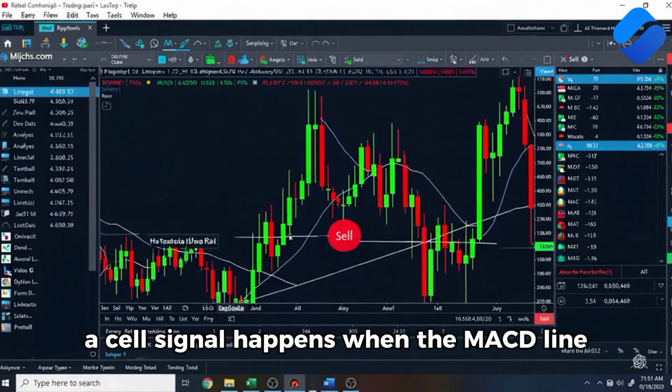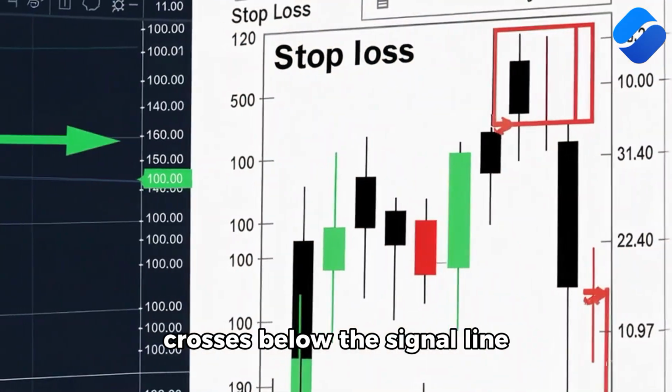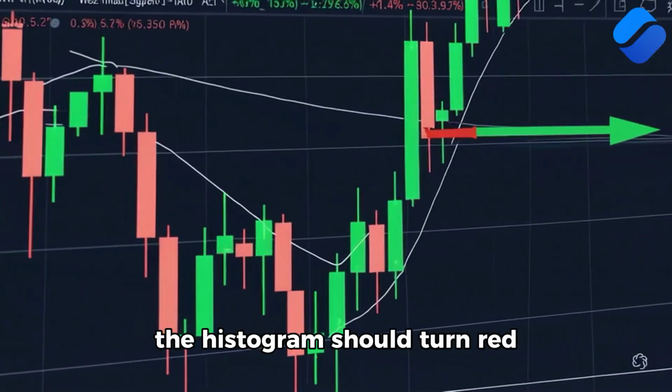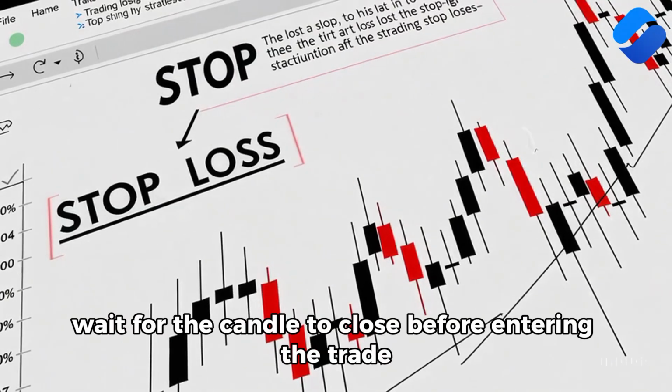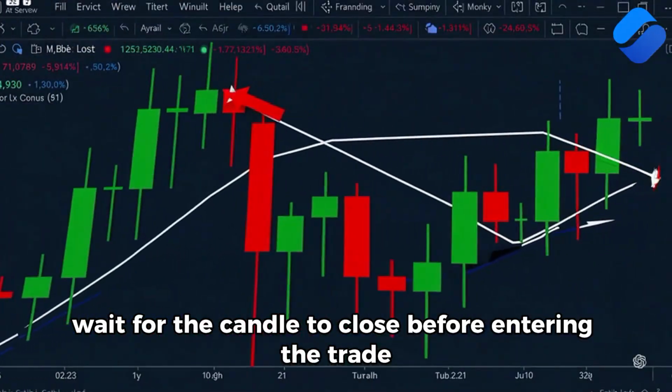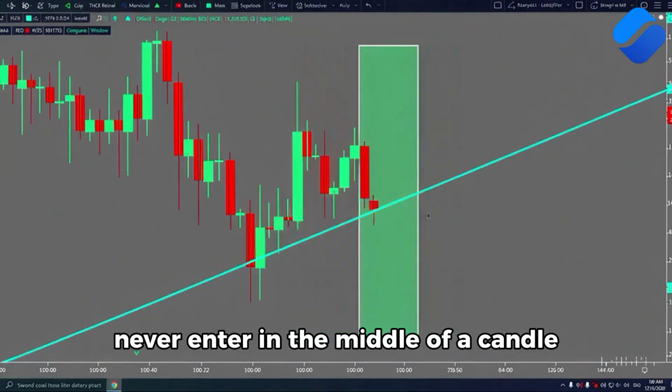A sell signal happens when the MACD line crosses below the signal line. The histogram should turn red. This shows that bearish momentum is building. Wait for the candle to close before entering the trade. Never enter in the middle of a candle.